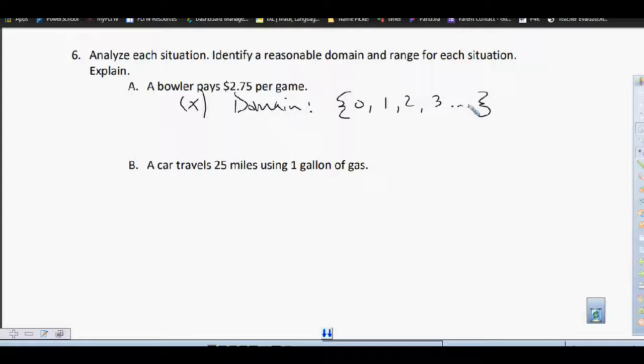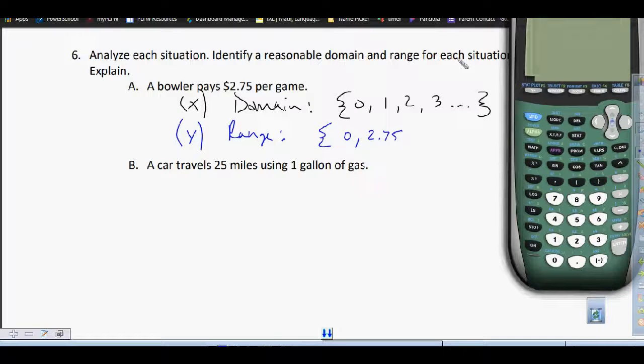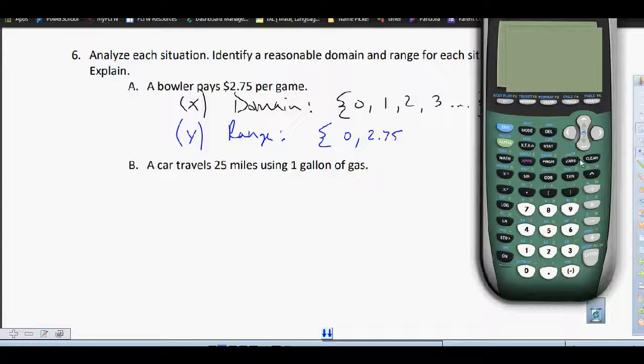I can't play 150 games, 200 games, 1,000 games. That probably doesn't make a lot of sense. But essentially, we have these integer values just extending upwards. Okay. And then for the range, we're talking Y values. And again, this would be another example of a discrete graph. I can't play 1.26975 games. I can play 0, 1, 2, 3. And then I have a cost per game, right? 0 games would cost me 0, and then it would be like 2.75. You can pull up your calculator here, and we can continue to see if my calculator will work.